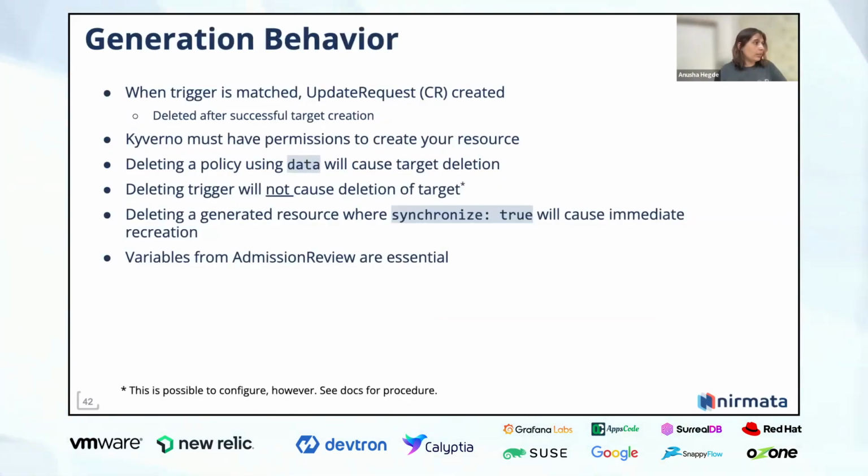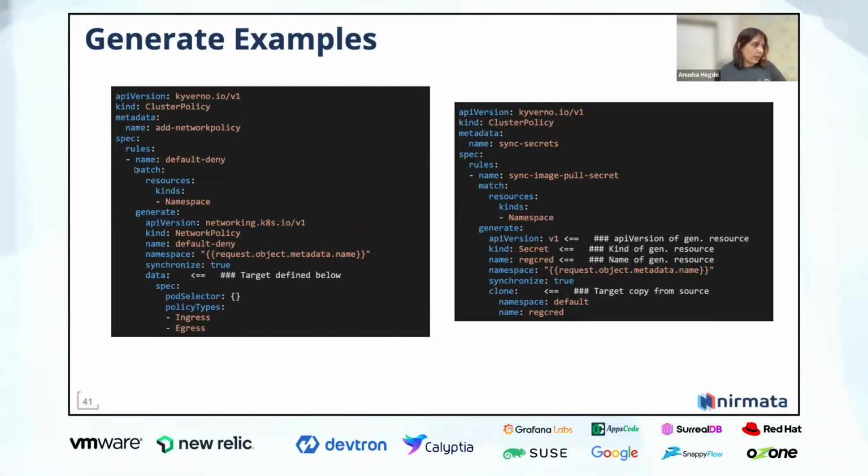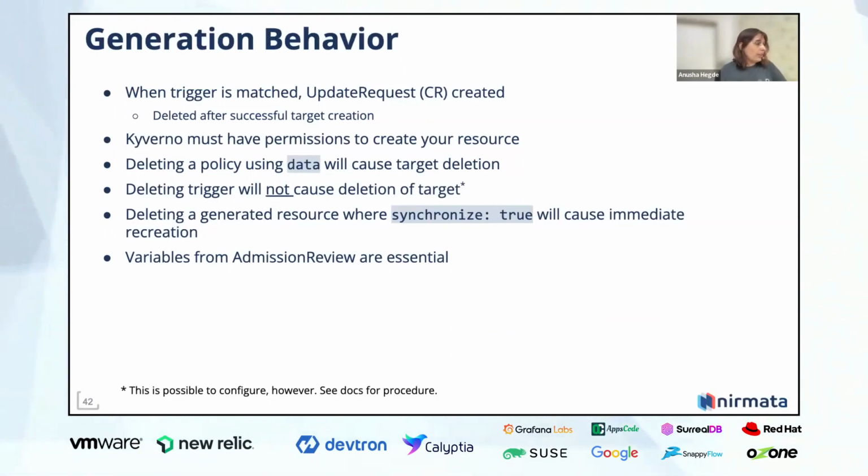Before that, some general generation behaviors. When the trigger is matched, an update request is created. When we say trigger is matched, that is when it matches on whatever match or exclude block you've given here. We triggered the generation. And obviously, Kyverno must have permissions to create your resource.